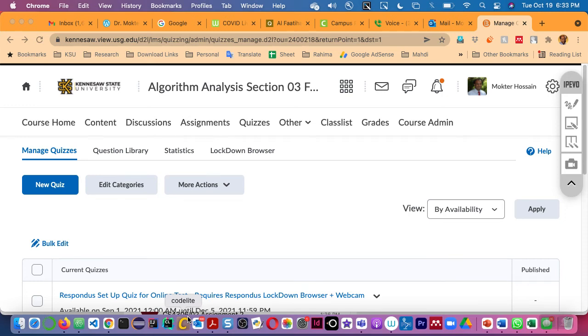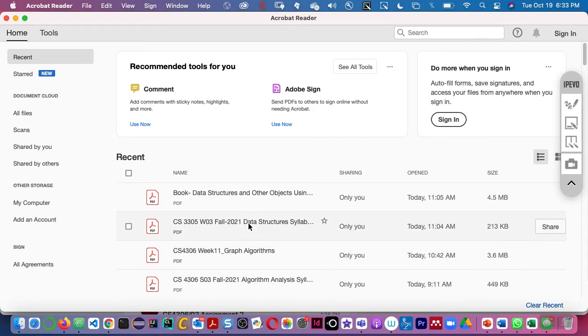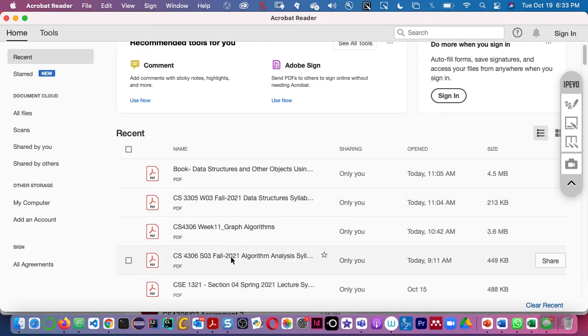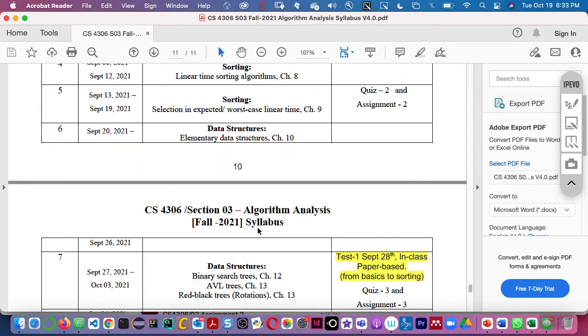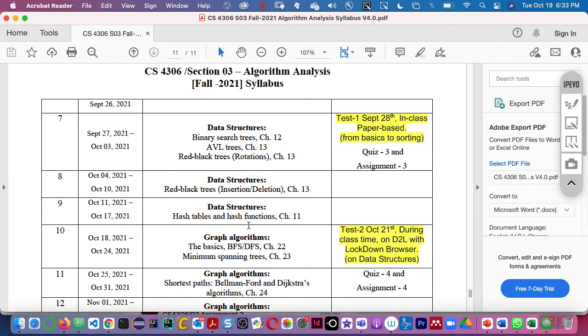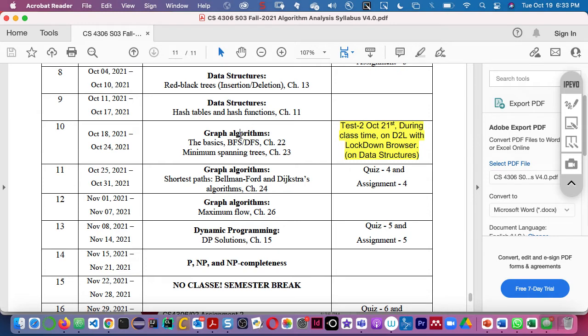Good evening, everybody. Let us start our lecture tonight. Today is October 19th, and according to our syllabus, this week we will discuss graphs. Today we will discuss the basics of BFS and DFS, breadth first search and depth first search.